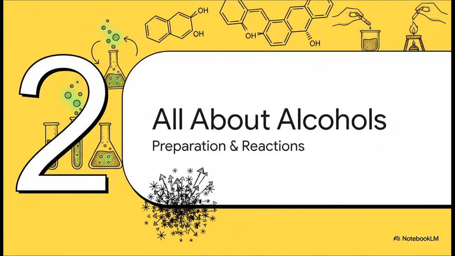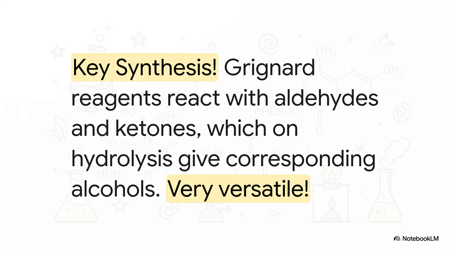All right, with the basics down, let's get into the really meaty stuff. We're going to do a deep dive into how you make alcohols and what kind of reactions they do. This section is just packed with high-yield topics. Okay, lean in for this next one, because this is a biggie. The Grignard reagent is like a magic wand for chemists. It's an incredibly versatile way to make all three types of alcohols: primary, secondary, and tertiary. Examiners absolutely love this one.